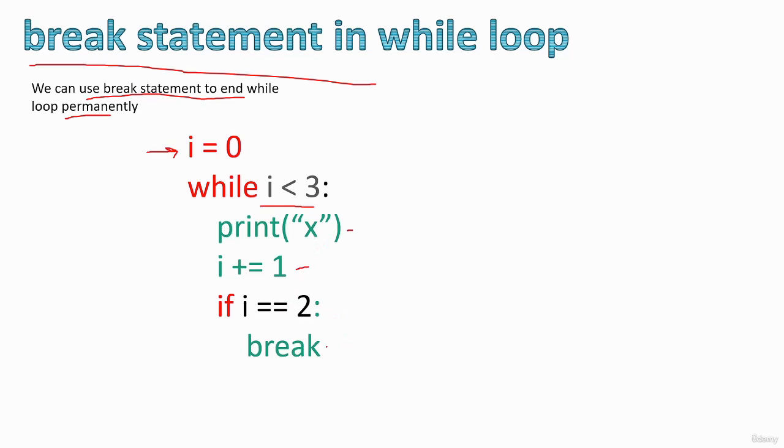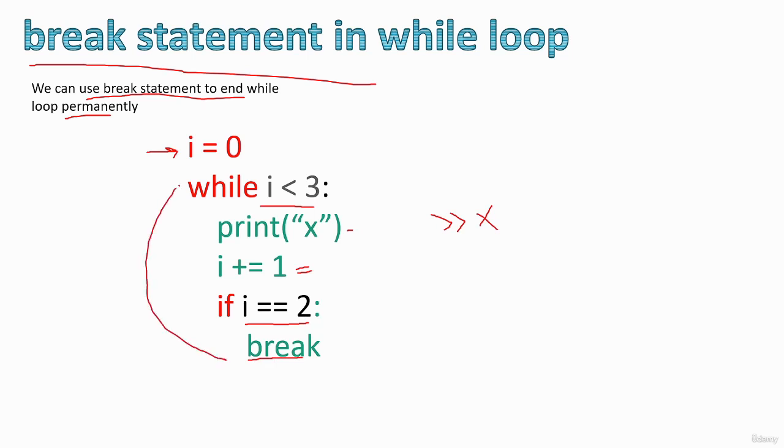Now let us see how this code going to work. First i is equal to 0. So it is less than 3. So the condition is true. So it will run the contents of the while loop. First it will print x. Then it will add 1 to the i. Now i is equal to 1. But i is not equal to 2. It is still 1. So break statement will not work.